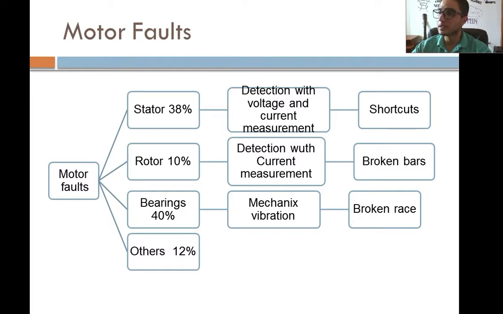Stator faults are basically shortcuts that can be detected using voltage and current analysis. Rotor faults are discontinuities in the rotors, most of the cases broken bars, and can be detected with current analysis. Bearing faults need to be detected with mechanical vibration analysis, which implies an extra effort and cost when compared to the measure of electrical voltage and currents, since this sensor must be next to the motor and must be installed with the corresponding wiring. Also, current analysis is useful only for serious bearing faults. In this study, we propose only current analysis for bearing and rotor faults.